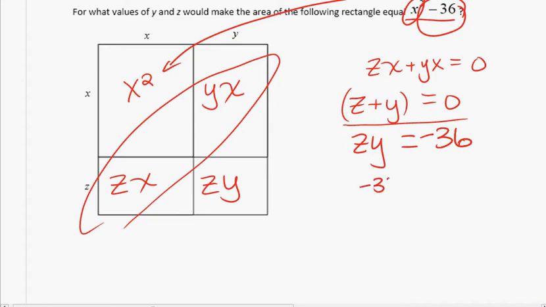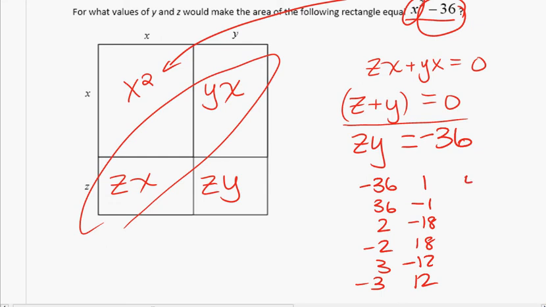So we have negative 36 and 1. We have 36 and negative 1. We have 2 and negative 18. We have negative 2 and 18. We have 3 and negative 12. We have negative 3 and 12. Any of these add to 0 yet? No, but it looks like we're getting closer.